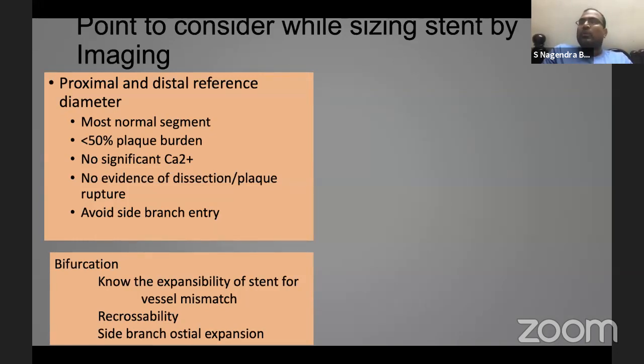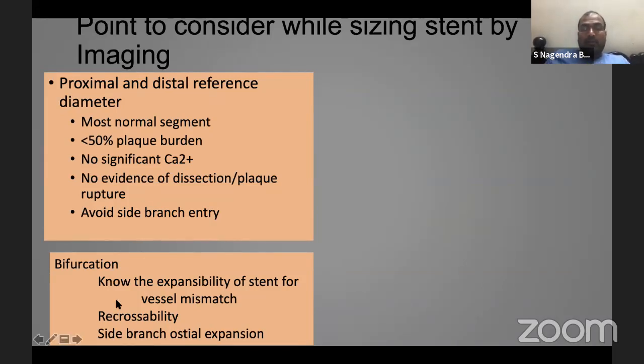It's very difficult to recross it as compared to the currently available third generation DES, which all have an open cell design. When we say open cell design, I will show some pictures of the stents. They are good enough to rewire. There are no connectors between them at the particular segments.